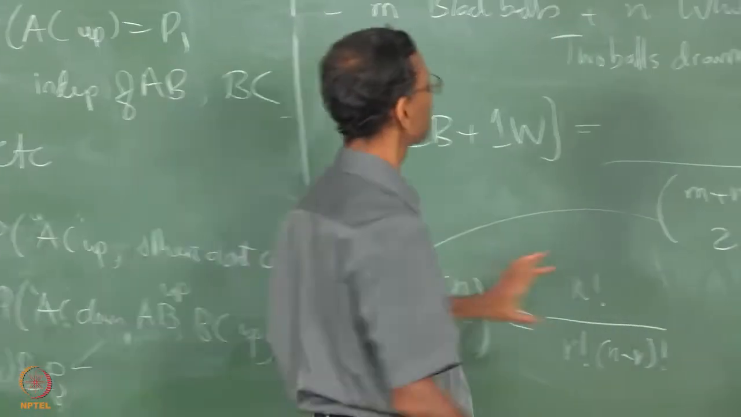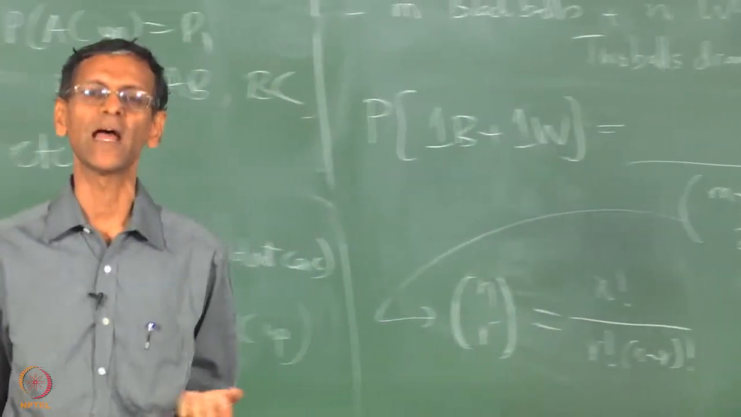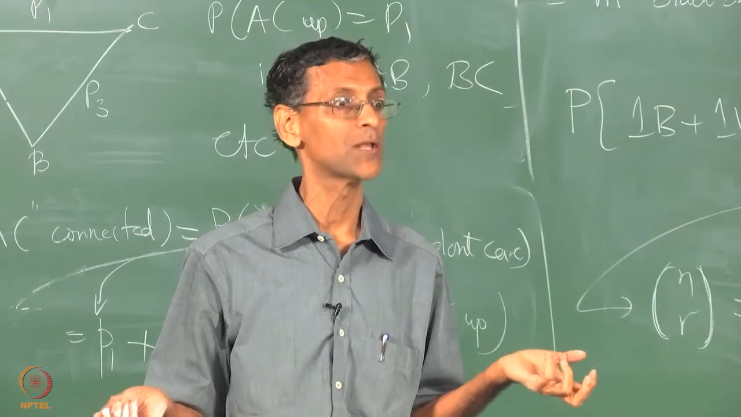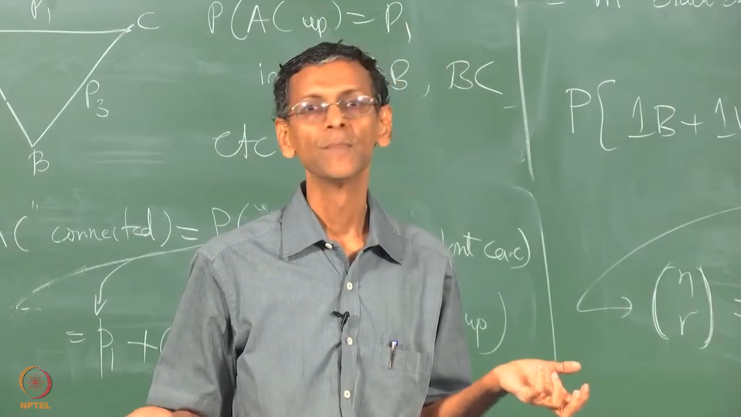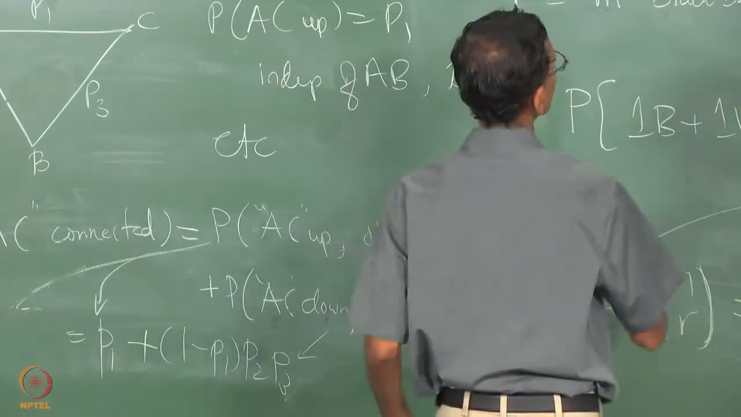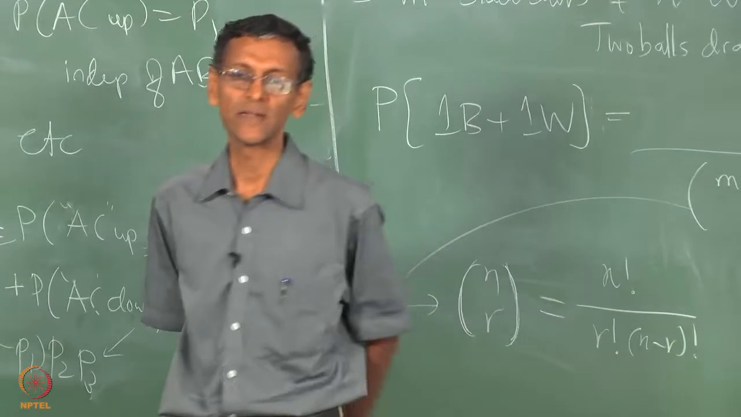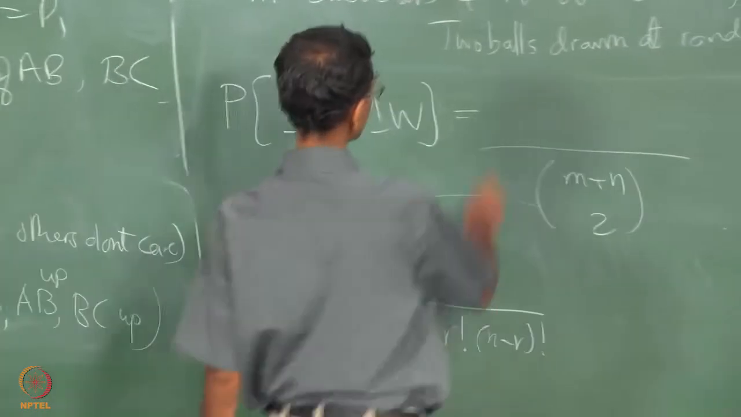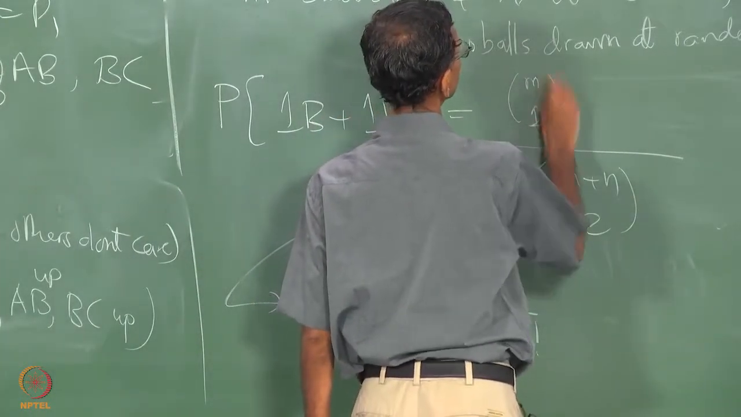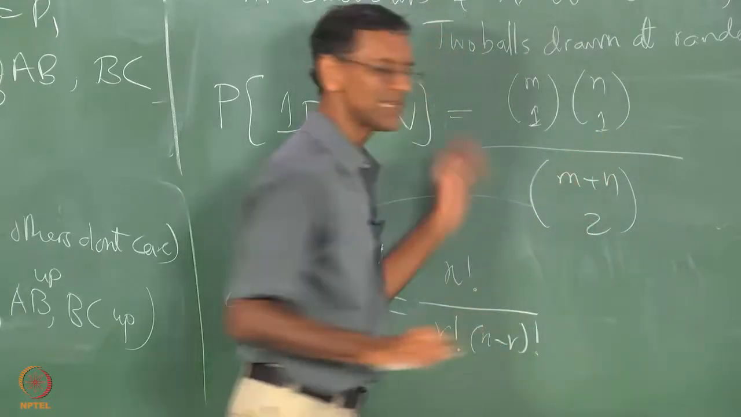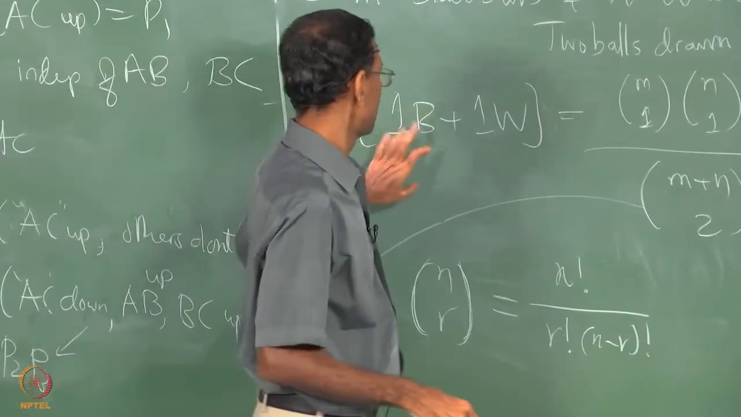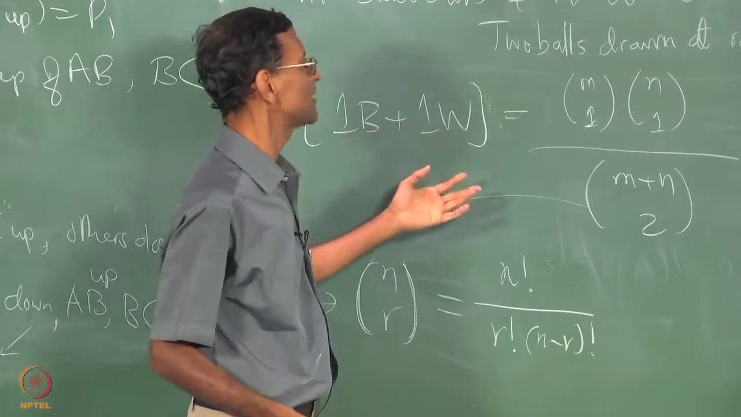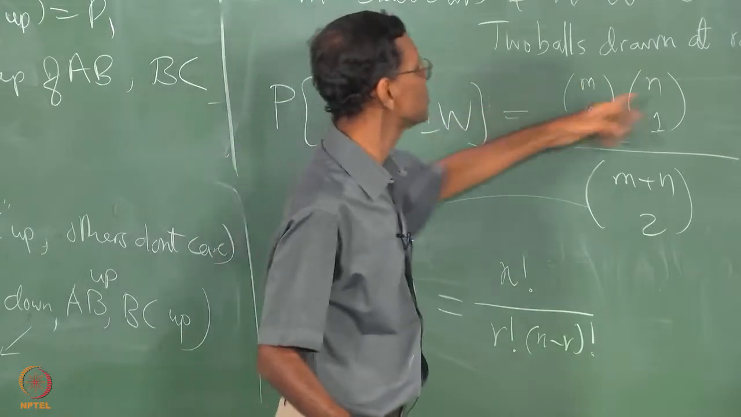So here this m plus n choose 2 is the total number of combinations, the number of ways of choosing 2 balls out of m plus n, right? So here what are we going to put in the numerator? It's m choose 1 times n choose 1. And these numbers can be generalized. I need not have just 1 and 1 here.